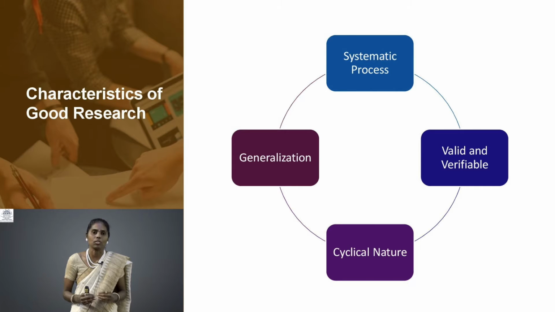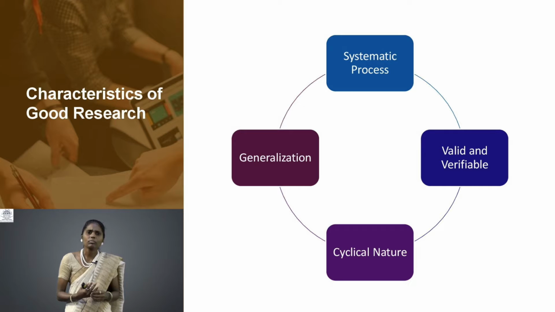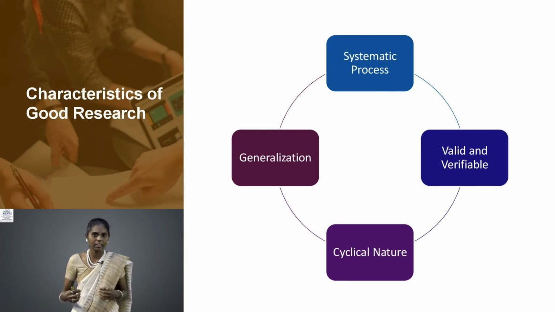It's a systematic process. Valid and verifiable. Once the researcher has carried out the research and come out with certain findings and conclusions, they must be valid and verifiable by others. And the cyclical nature. Cyclical nature in the sense that once the researcher has identified solutions for the already existing challenges, the researcher might come up with other questions for other challenges based on the findings.